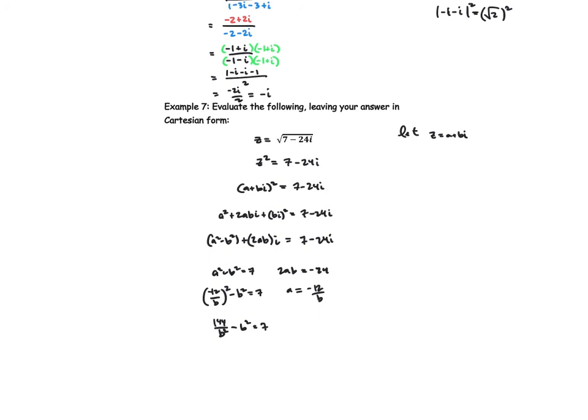Okay, now I'm going to multiply all terms by b squared. That'll clear the fraction. That'll give me 144 minus b to the 4th is equal to 7b squared. Okay, let's do a little work over here. Let's move everything to the left side. So that would be b to the 4th plus 7b squared minus 144 is equal to 0. Okay, now I'm going to do a little factoring.